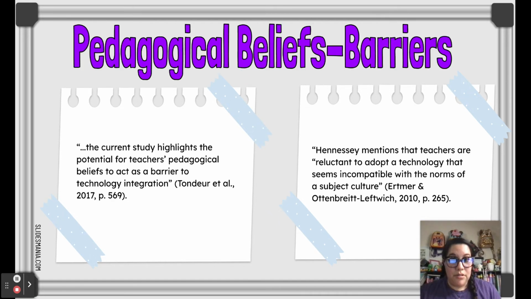I also want to mention some barriers that pedagogical beliefs can also cause. So, in the Tondeur et al. study, the current study highlighted the potential for teachers' pedagogical beliefs to also be a barrier to technology integration. And the Ertmer and Ottenbreit-Leftwich article said that Hennessy mentions that teachers are reluctant to adopt a technology that seems incompatible with the norms of a subject culture. So, for example, a math teacher. Now, as a former math teacher, I completely disagree with this, but many math teachers think that there is no way to incorporate technology into teaching math. Now, I know that's incorrect, but a lot of people, again, referring back to older veteran teachers who have had many, many years of doing the same thing, are going to say that they don't need to because it just doesn't work.